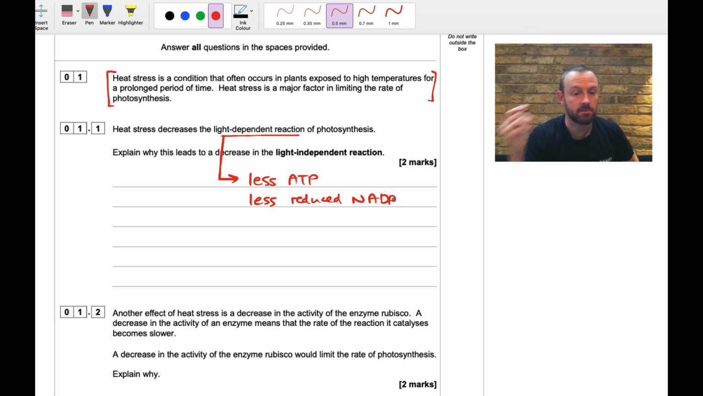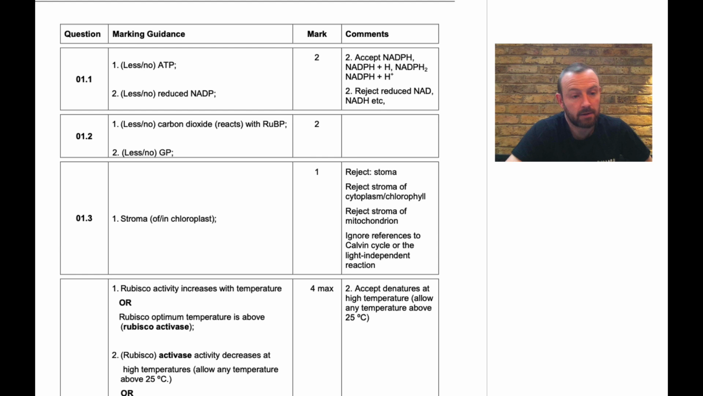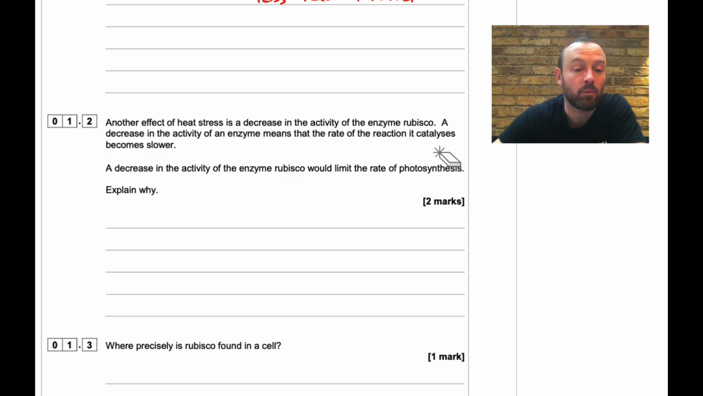Okay, let's check the mark scheme and see if that's what gets us the marks. Okay, yeah, that's what we need. So ATP for the 1st mark and reduced NADP for the 2nd mark. Great. On we go. Okay, 1.2.